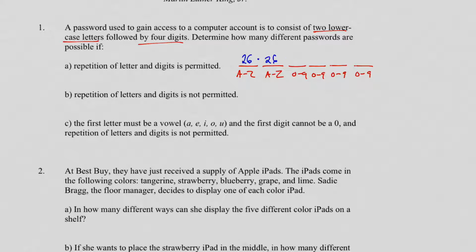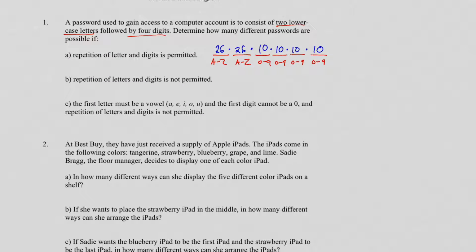How many digits? 10 digits, and we can repeat them if we wanted to. So we could have AA and 1111 if we wanted to. Okay. So in your calculator, you have to multiply all those numbers, which I'll save you the time. It's 6,760,000.